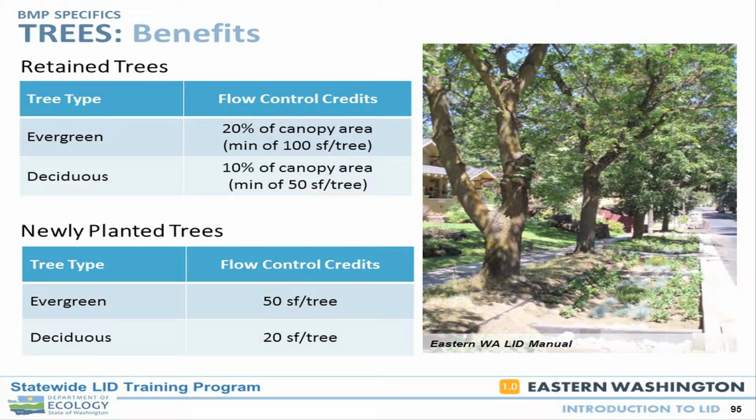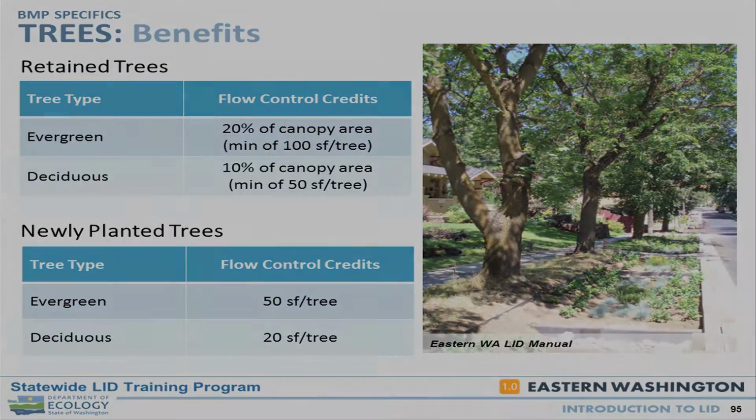And Dustin's going to jump in and explain this a little bit more and how it has to do with runoff modeling adjustments. So generally, when you're modeling for compliance with Performance Standard 5 or 6, the Eastern Washington LID manual provides some guidance for credits for reducing the tributary impervious area to those facilities that you're sizing.